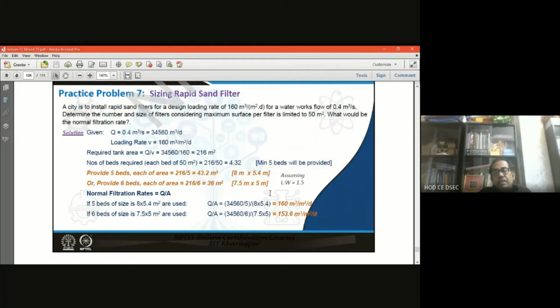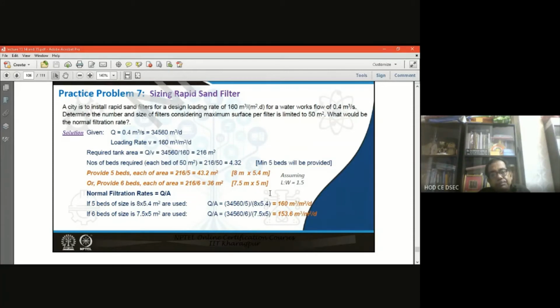For a water works, that means the water treatment plant, flow is given 0.4 meter cube per second. Determine the number and size of the filters, considering maximum surface per filter is limited to 50 meters square. What would be the normal filtration rate?